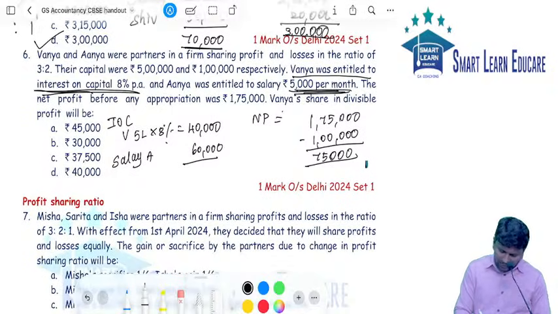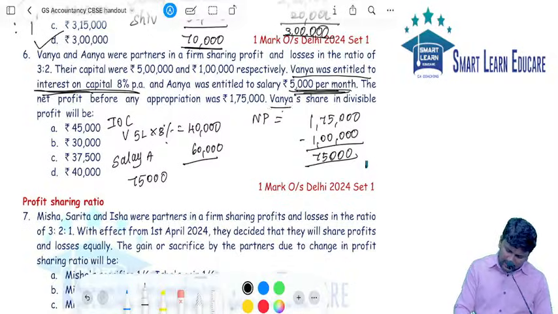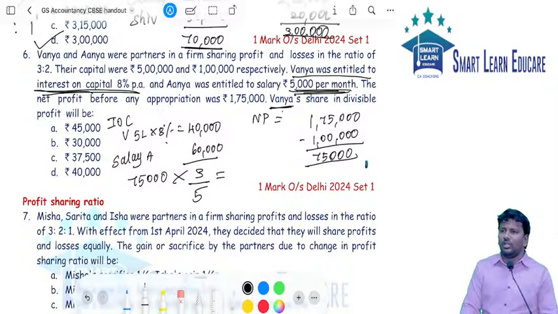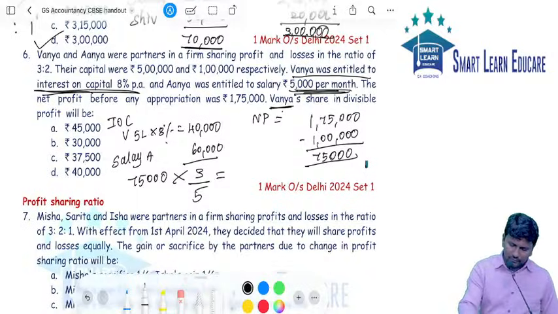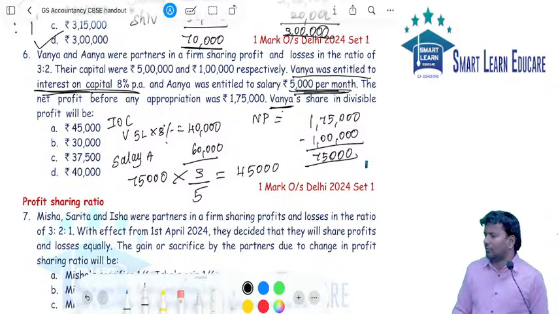In the 75,000, whose share are they asking? Which partner's share are they asking? V's share. So 75,000 into 3 by 5 will give you 45,000. That's all.